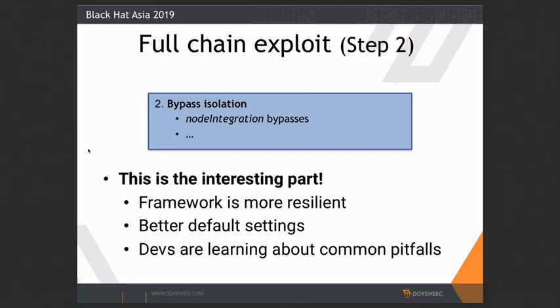There are a few aspects on why this is interesting. The framework is getting better, at least better than it was 2 years ago when we presented the first research on Electron. There are better default settings, and also people are just learning what the common mistakes are and how to prevent them. So it's less likely, if you take a top app, that it will have the basic mistake of, for example, not enabling node integration.